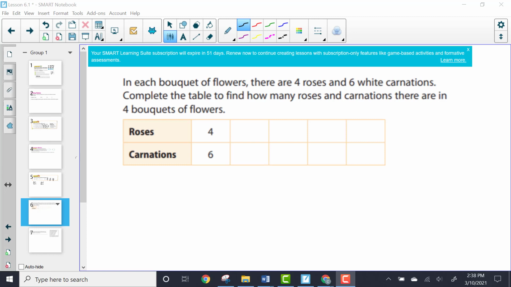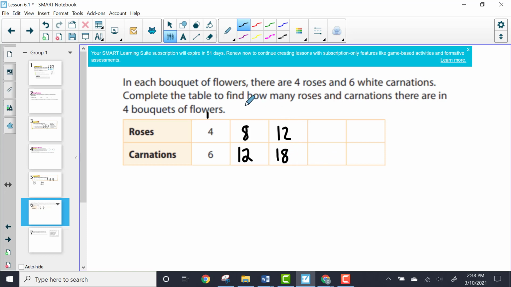It says, in each bouquet of flowers, there are 4 roses and 6 white carnations. Complete the table to find how many roses and carnations there are in 4 bouquets of flowers. So we can see the ratio is 4 to 6. That's 1 bouquet here. The next one, if I had 2 bouquets, would be 8 to 12. Now we have 12 to 18.